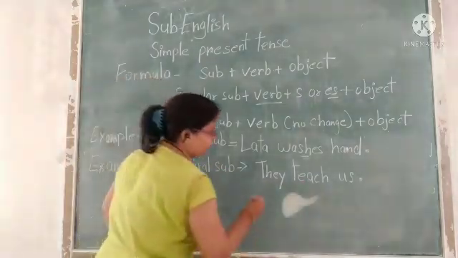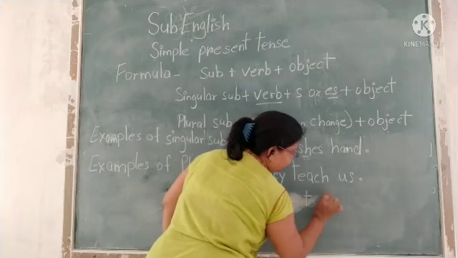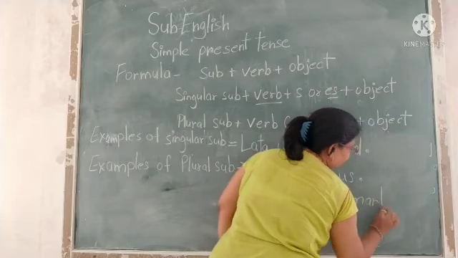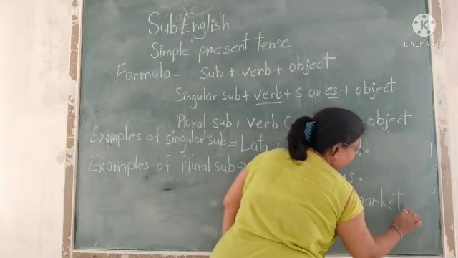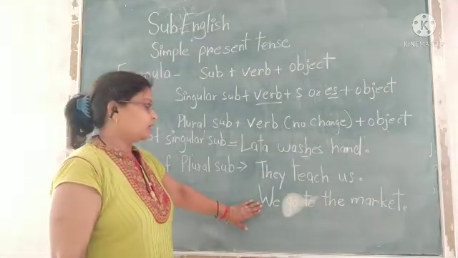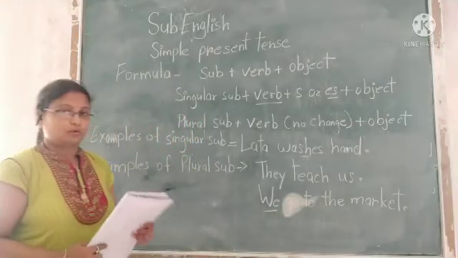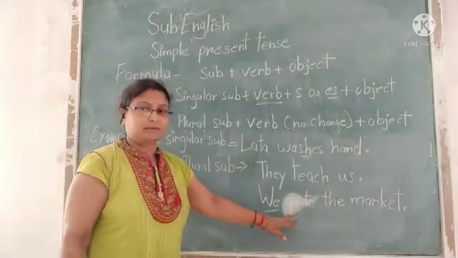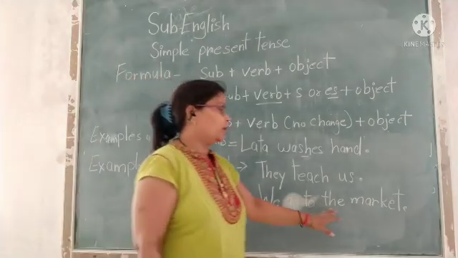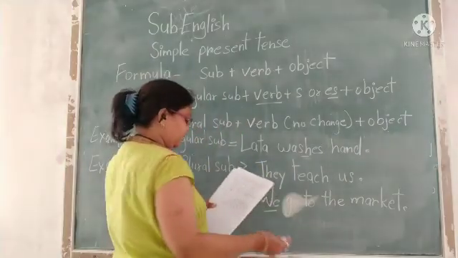Like we go to the market. Look student, in this example, our subject is plural. We is a plural subject. So there will be no change in our verb. So our sentence will be we go to the market. Okay, student? Now look at the next example.